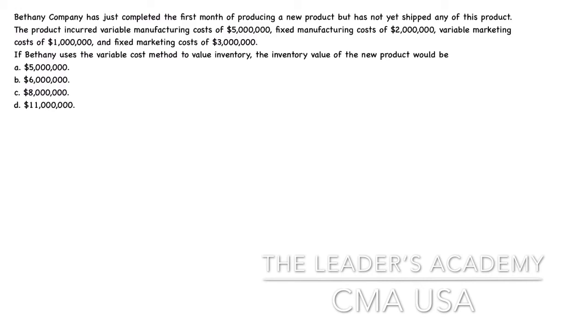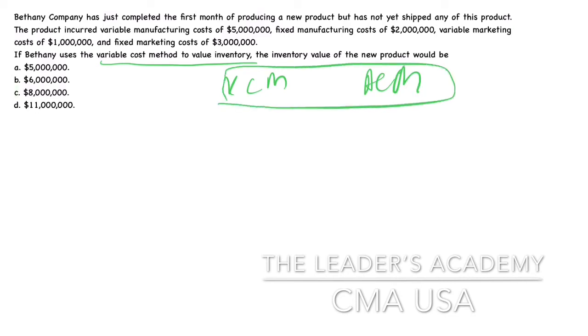What are they asking? There is a company called Bethany Company. They are using the variable cost method to value its inventory. So we have two different methods: one is the absorption cost method and the other one is the variable cost method. They are using the variable cost method. Even in the previous question we discussed this, and the link has been given below. The whole explanation is given.